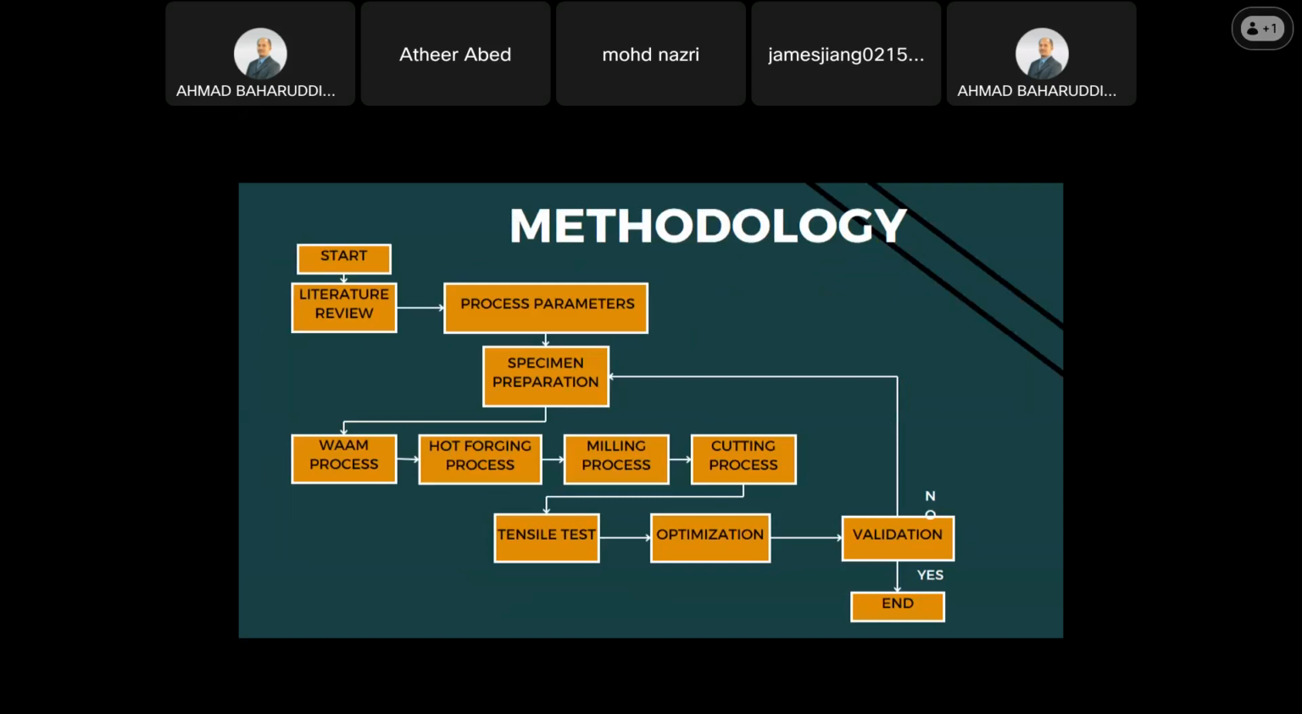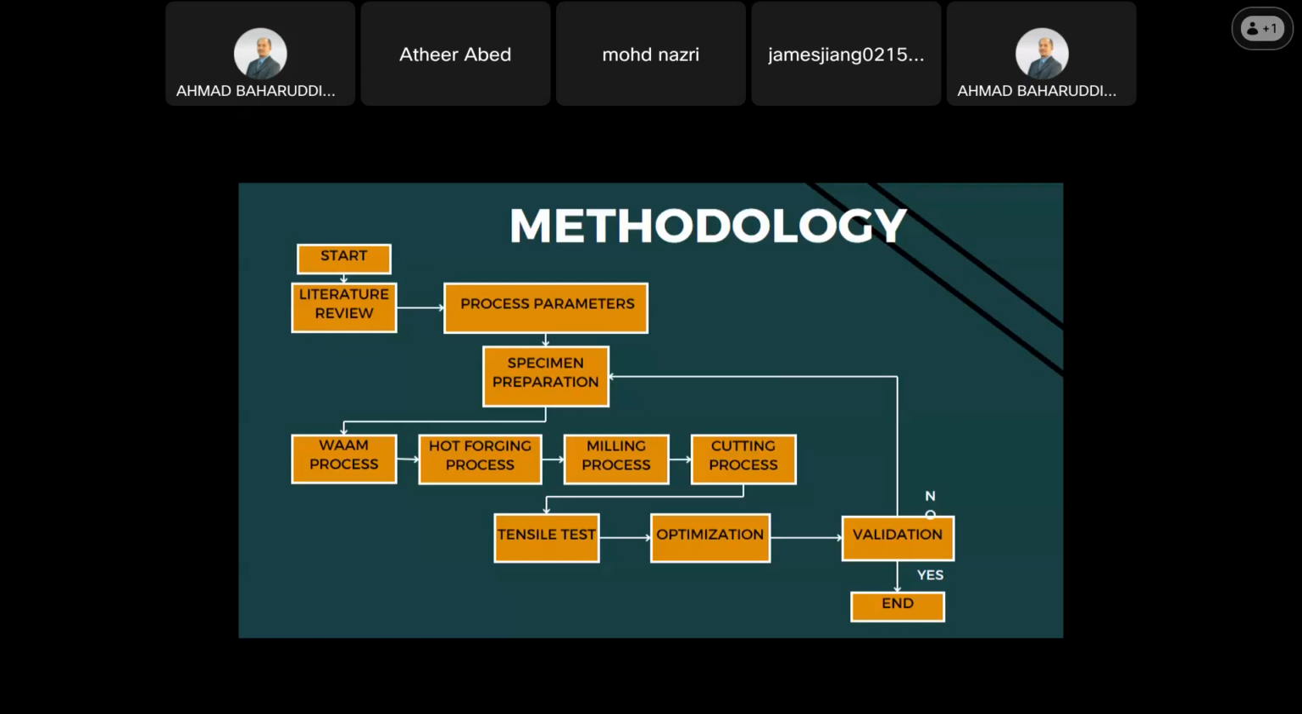After the hot forging process, because in the end I'll be cutting it to dog bone shaped specimens, it cannot be very thick in order for the specimens to work. So I'll go through the milling process, and after that, the cutting process to cut it to the dog bone shape specimens, and then undergo the tensile test. Then after obtaining the results, optimization via the Taguchi method and validation.